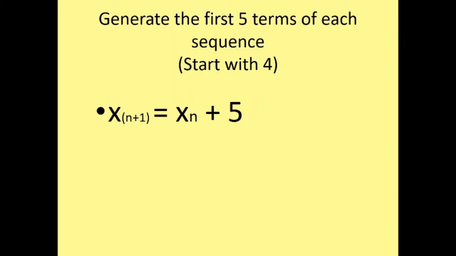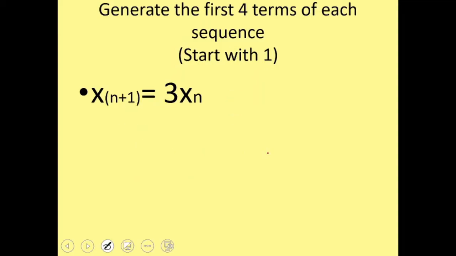Generate the first 5 terms of this sequence. I know this one says my current term plus 5 is my next term, so I've got to start with 4. So my first one's going to be 4, and then I do 4 plus 5, which is 9. My next term, do it again for xn. I use 9, I do 9 plus 5, which is 14. And then for xn, I use 14 for the next one, and 14 plus 5 is 19. And this is how I do my sequences.